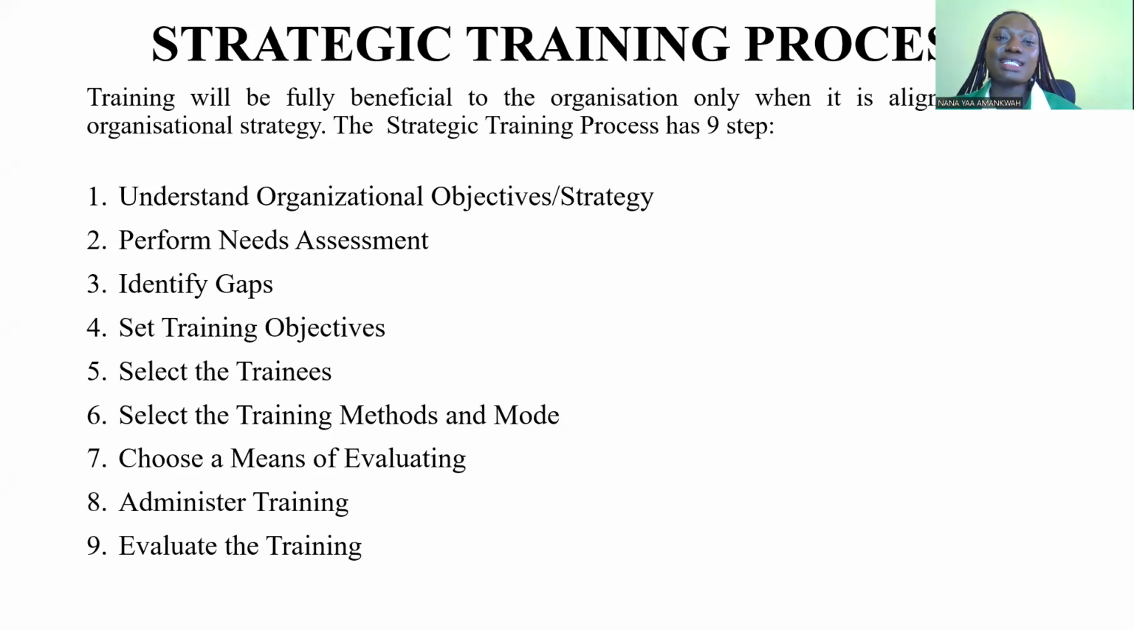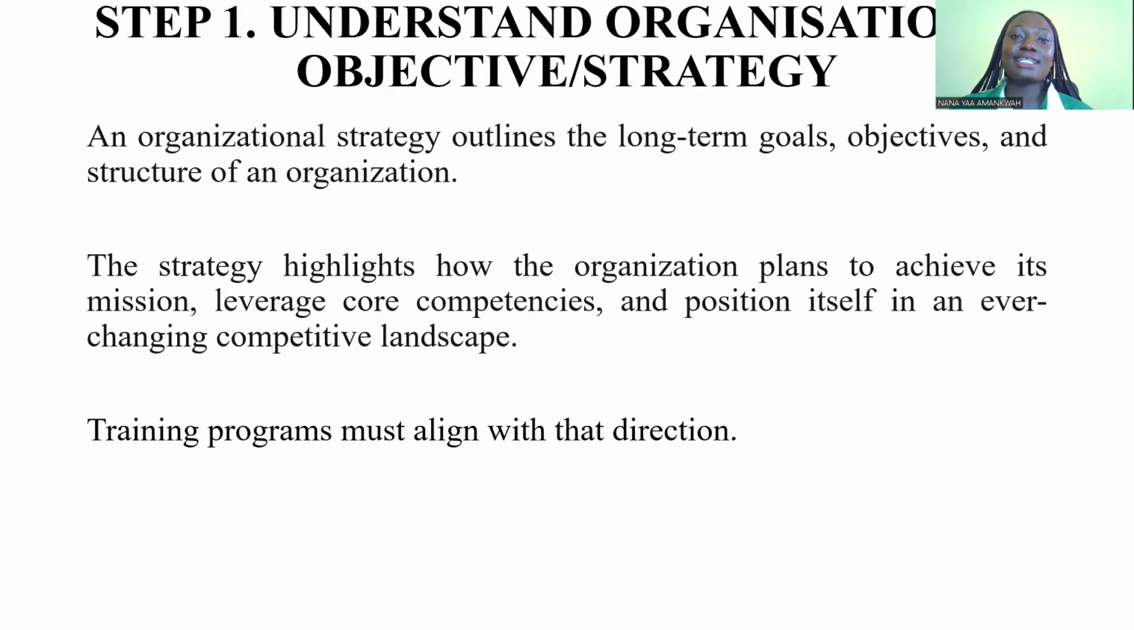Great. So the strategic training process: you understand that training is very crucial for every organization's success, right? For trainings to be successful, there's a need to align our training programs with the strategy of the organization. Now, there are 9 major steps that every organization that seeks to train strategically has to go through. We'll go through the steps one after the other, so follow for the details. Step 1 says: understand organizational objective or strategy.